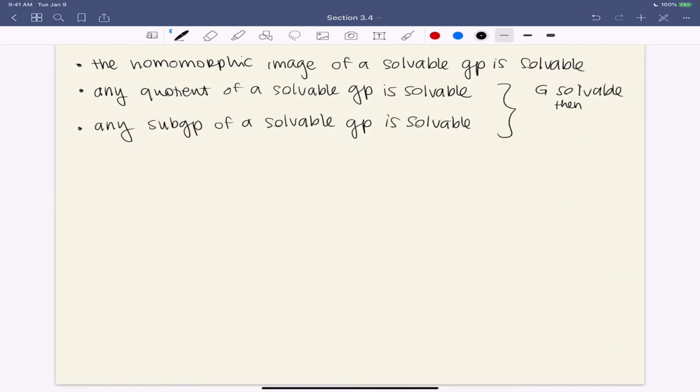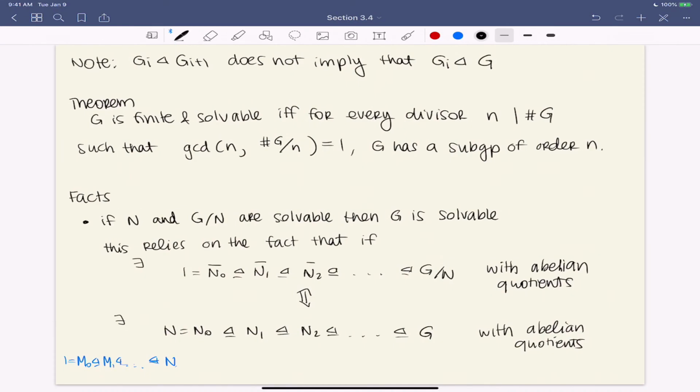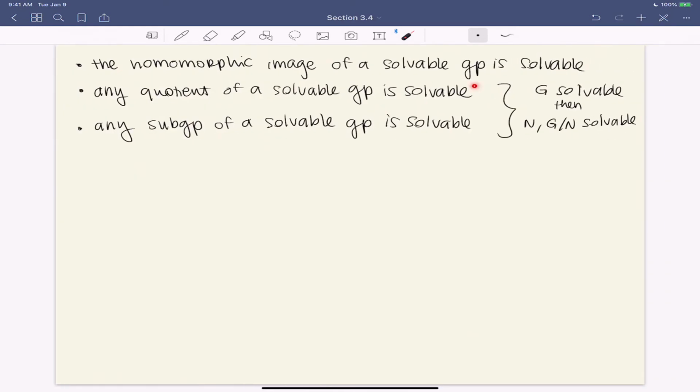So in particular from these two, we get that if G is solvable, then N and G mod N are also solvable. So this fact is actually an if and only if. If G is solvable, then for N any normal subgroup, both N and G mod N are solvable, and then any homomorphic image.